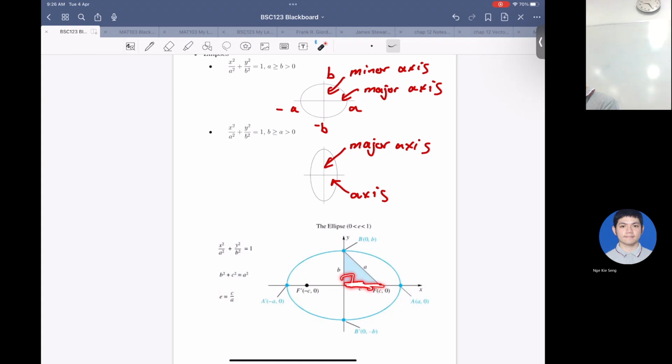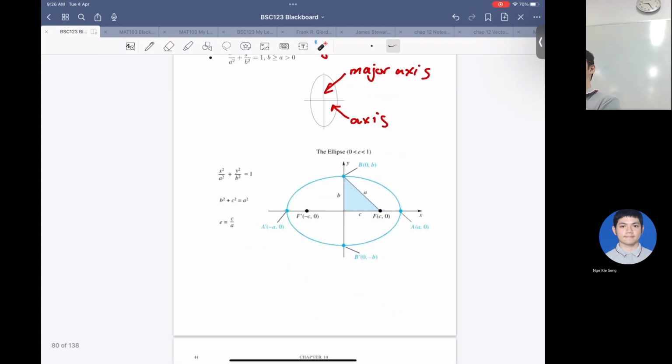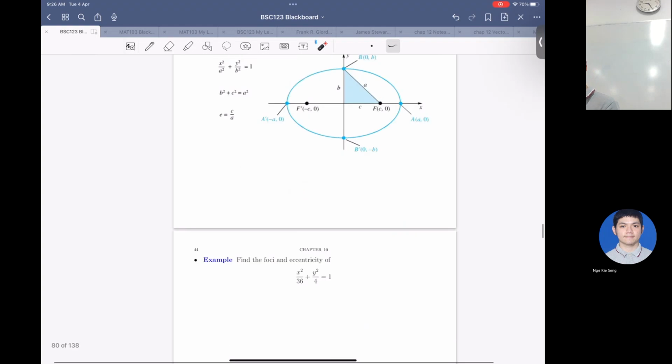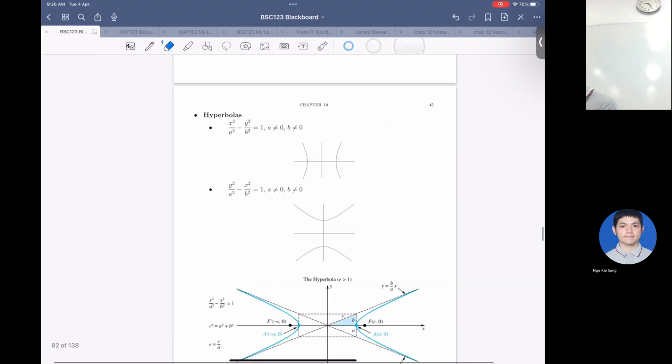So how to get C? Luckily we have a right angle triangle here, so we can compute C using B and A, which we know from the equation here. So far, okay? We don't tell you how you derive it. If you are interested, you can go and look for the book.